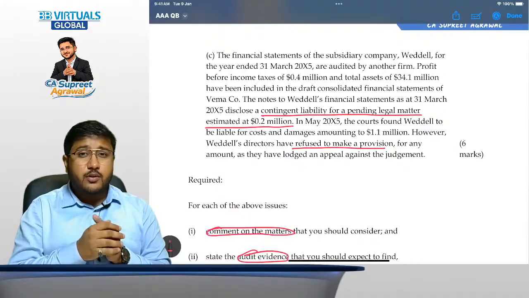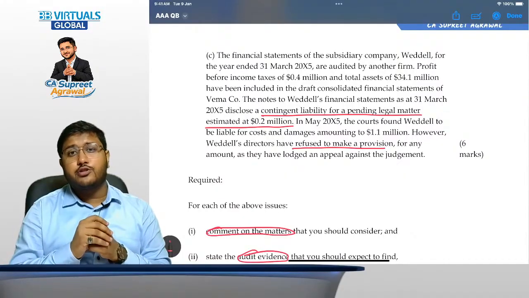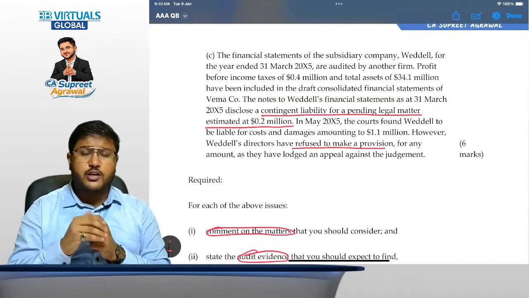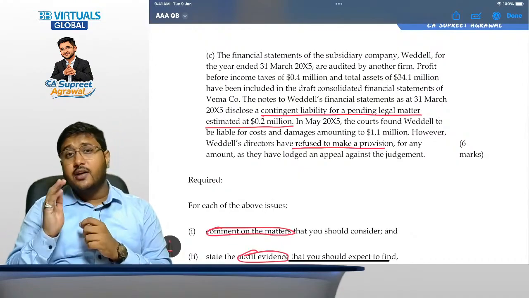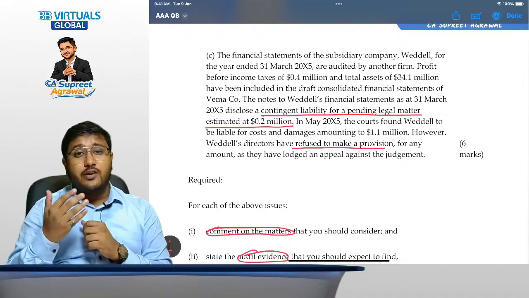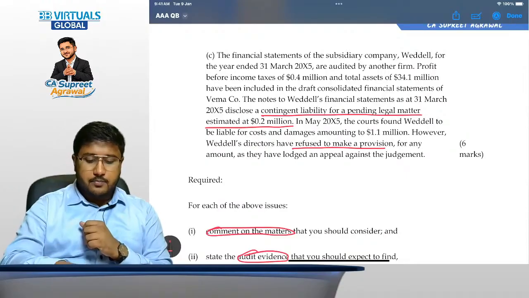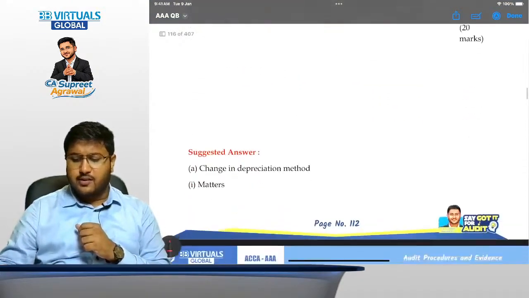We will be inquiring from the management their procedure for evaluation or for identification of a classification of the provision in the balance sheet. Then we will also be discussing the confirmations from the legal team also. So all of these things are very important.